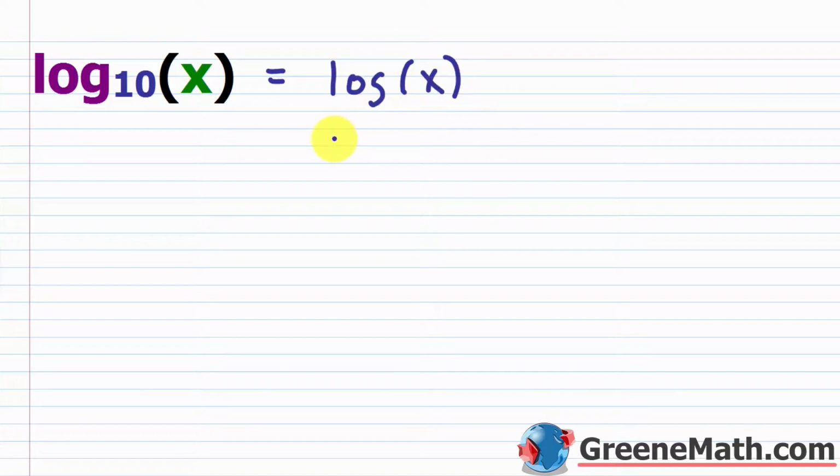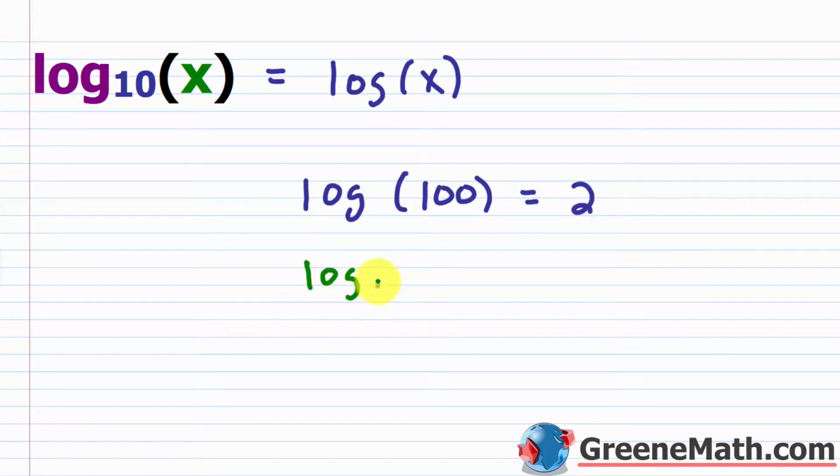So when you use this key on your calculator, again, you have to understand that the base is 10. So something like, let's say, log of 100. If you type that into your calculator, log, and then for the argument, just put 100, this is going to give you a result of 2. And again, the reason is because this is log base 10 of 100, and 10 to the second power, or 10 squared, gives me an answer of 100. So this guy has a value of 2.